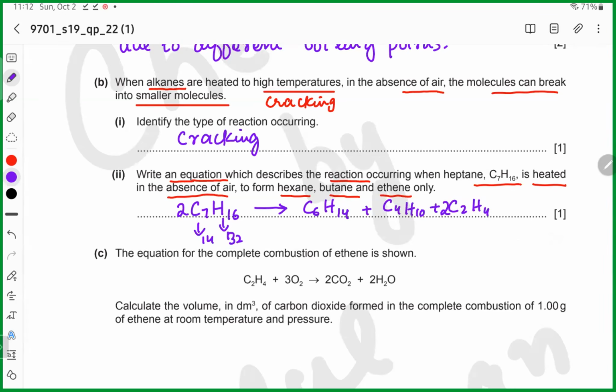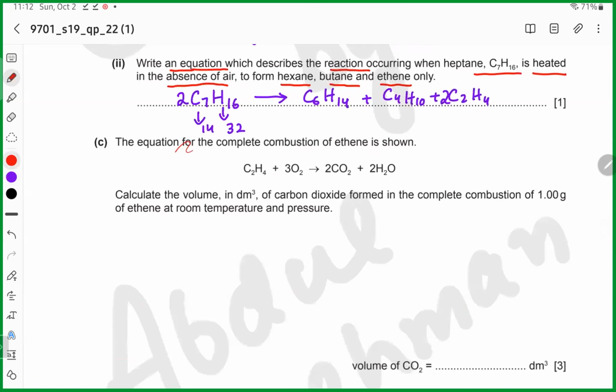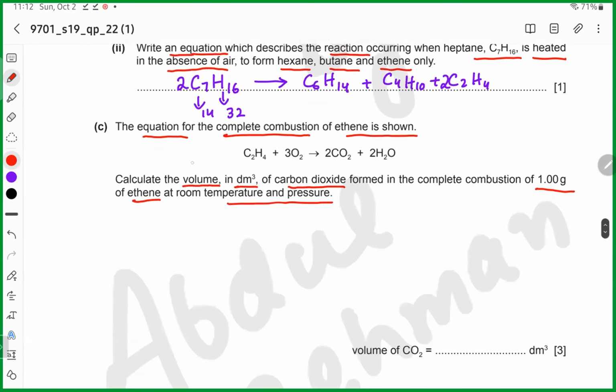Yes, is this clear to everyone? Yes. Okay. The equation for the complete combustion of ethene is shown. Calculate the volume in dm cube of carbon dioxide formed in complete combustion of 1 gram of ethene at room temperature and pressure. So you have to find the volume and you are provided with the mass, right?